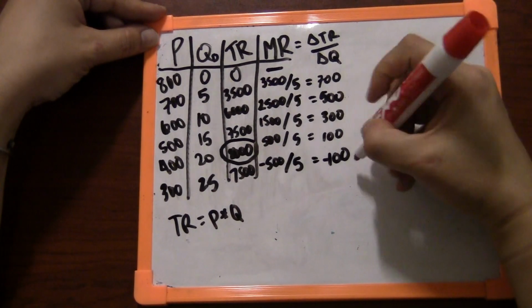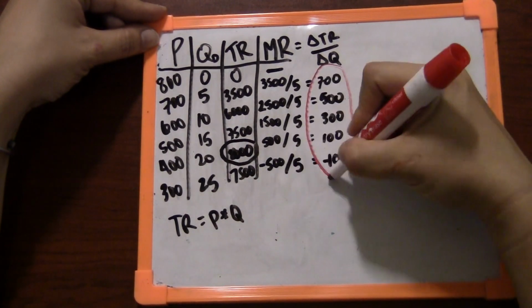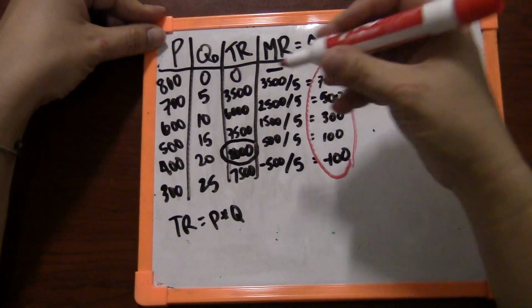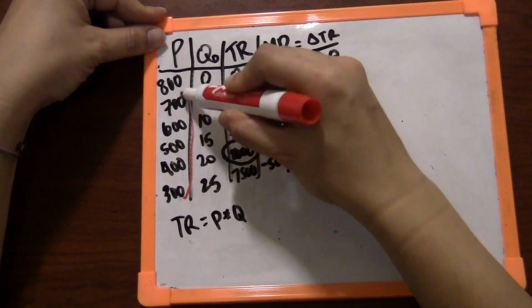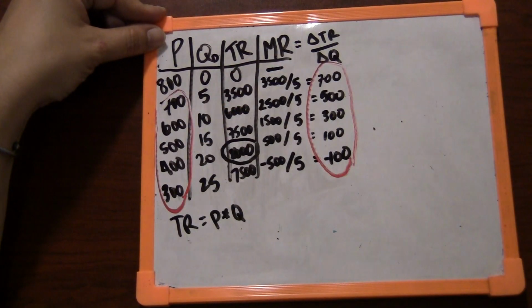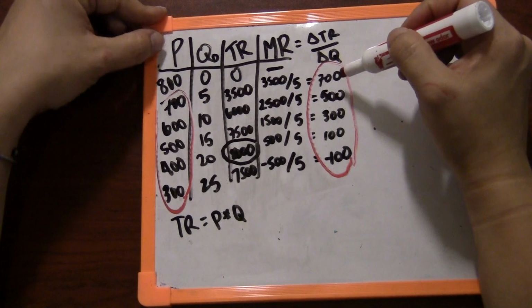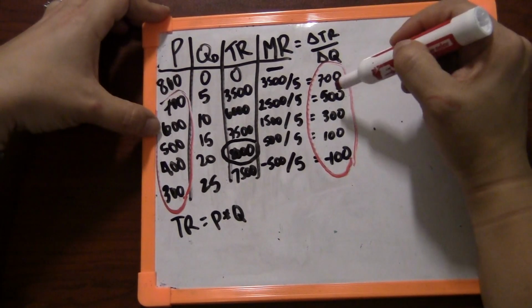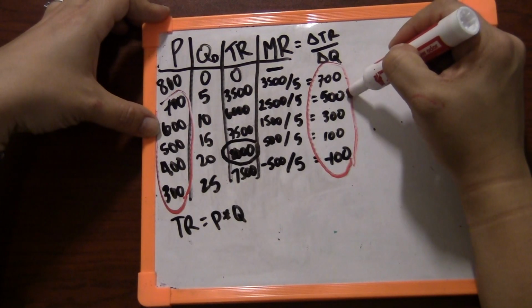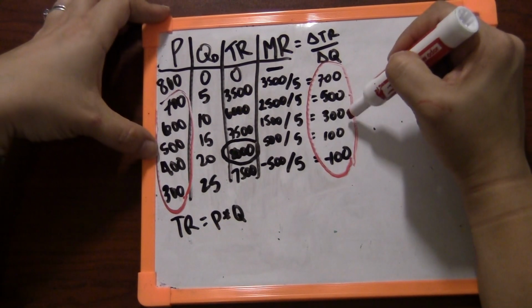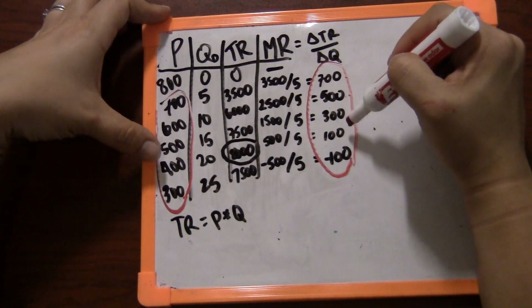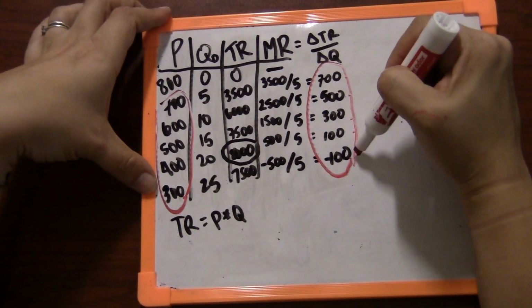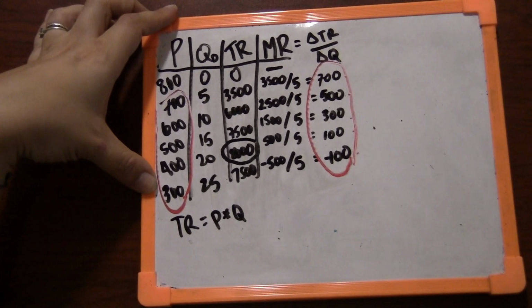So this is what the marginal revenue looks like for the monopolist. Notice that at every quantity except between 0 and 5, it's less than the price. So between 0 and 5, the price is $700, marginal revenue is $700. Between 5 and 10, price is $600, marginal revenue is $500. Price is $500, marginal revenue is $300, and so on, until it dips below and actually goes negative.